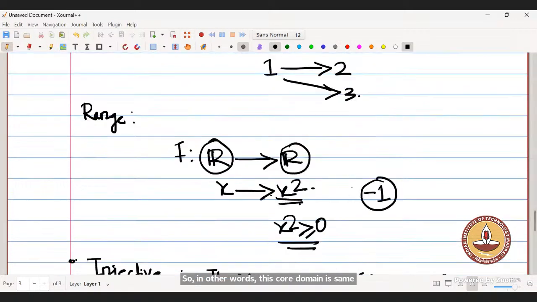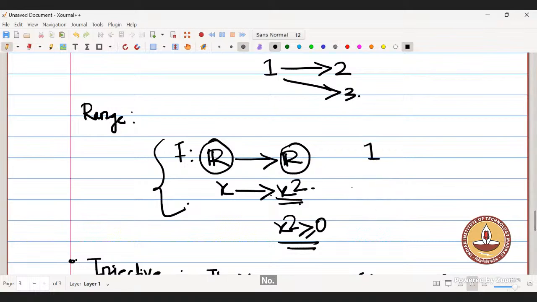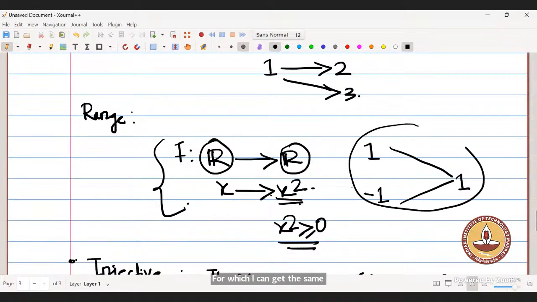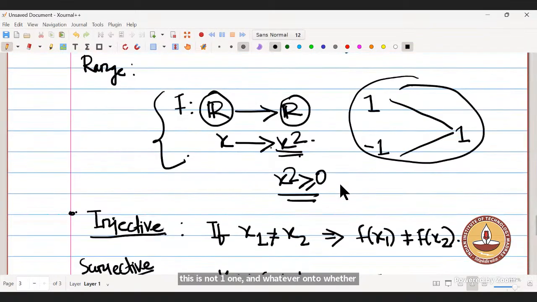So for this particular function, is this an injective function? No, right? As you can see, if I take 1 and -1, they basically go to the same element. So I can pick two different inputs for which I get the same output. So in that case, this is not one-one. And what about onto? Is this function onto? No, right? So this function is not onto.